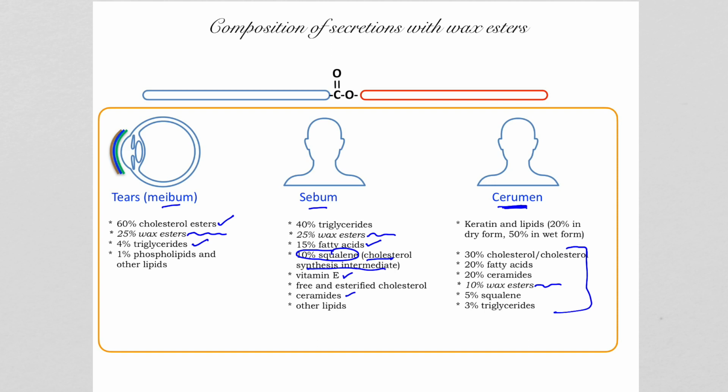Cerumen is the earwax. Good to know that earwax is of two types. The dry earwax has less lipids, while the wet earwax is richer in lipids, about 50% lipids, and the rest is cells and proteins such as keratin. So clearly wax esters are a component of complex mixtures that we find in secretions.